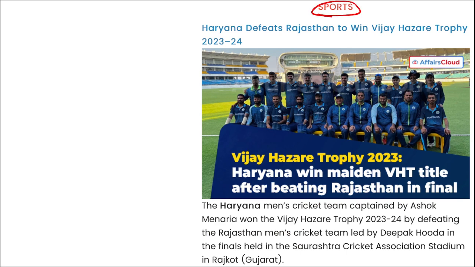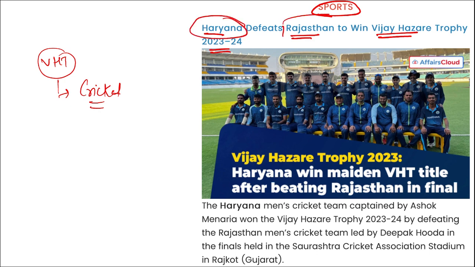Next we are talking about sports. Haryana has defeated Rajasthan to win Vijay Hazare Trophy 23-24. This trophy is related to which sport? It is related to cricket. Right? And recently, Haryana's men's cricket team defeated the Rajasthan's men's cricket team to win the Vijay Hazare Trophy for 23-24. Haryana's team, captained by Ashok Menaria, won the Vijay Hazare Trophy by defeating Rajasthan's team led by Deepak Hooda in the finals held in Saurashtra Cricket Association Stadium in Rajkot, Gujarat. And this marks the first ever Vijay Hazare Trophy win for the Haryana team, which has beaten Rajasthan's team by 30 runs in the final.